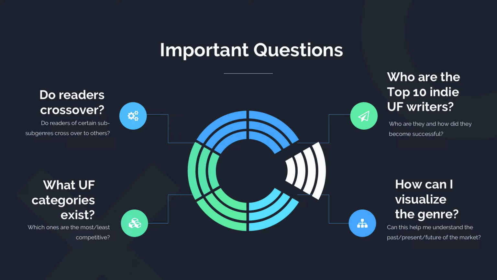The next question is, what urban fantasy categories exist? So if I look at Amazon and if I look at all the other retailers, what categories and tools are retailers giving me to classify my book as urban fantasy? If I look at the categories that are out there currently, which ones are the most and least competitive? So I can help position myself.